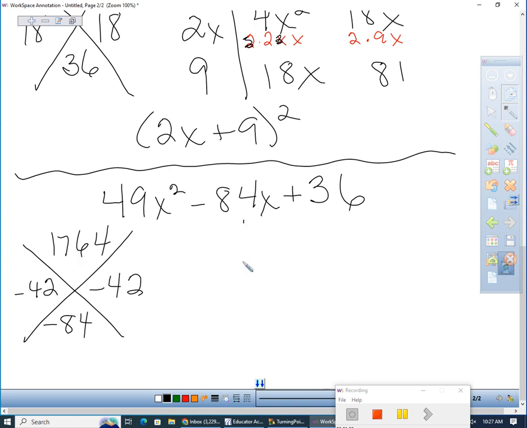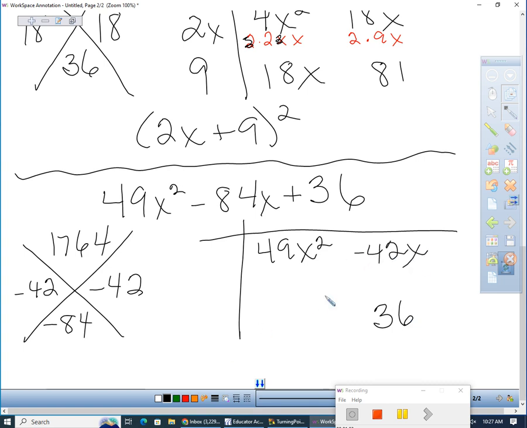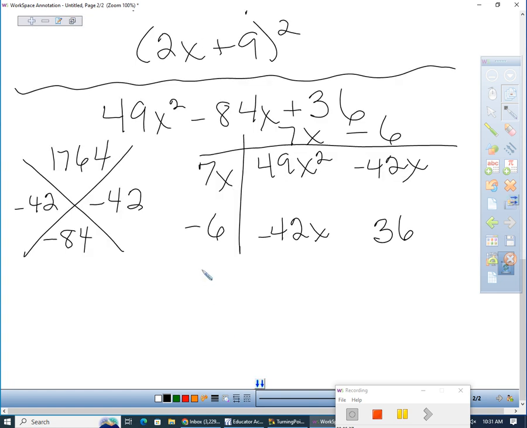All right, so we're going to do our box. First spot is 49x squared. Last spot is 36. My diagonal is negative 42x and negative 42x. Out of the top line, I can take a 7 and an x. On the bottom, there's a negative, and what else is in common? Good. Up and down, 49x squared and negative 42x is 7x. And again, negative 42x and 36 is negative 6. Good. Perfect. See, these aren't so bad, right?